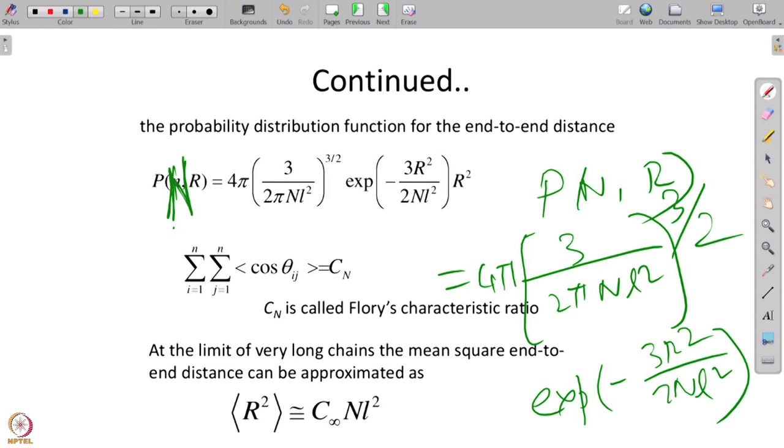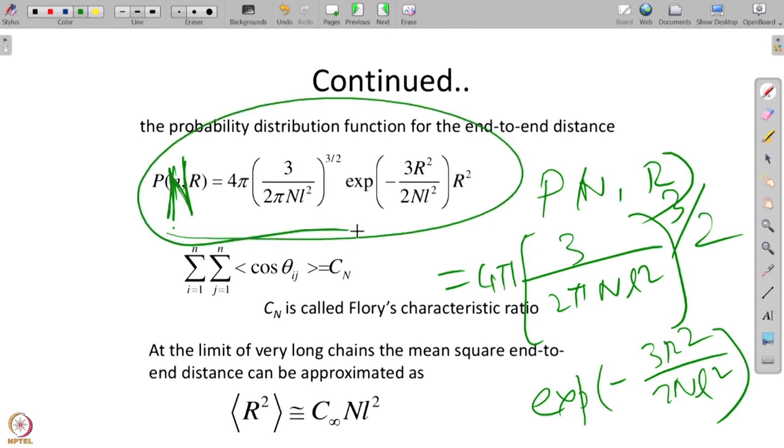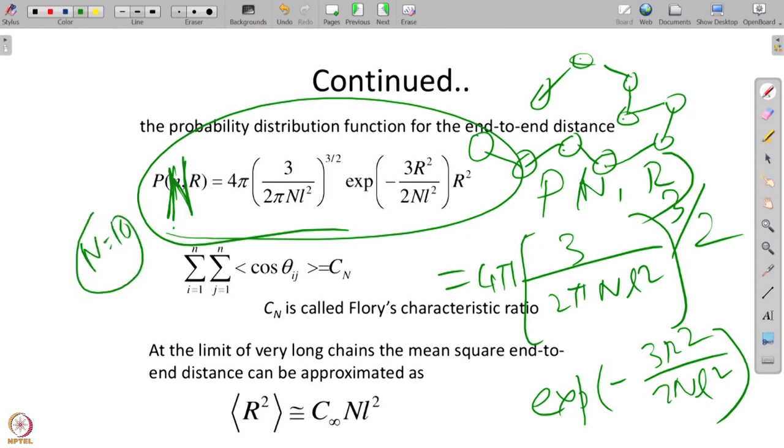So this is the full formula of the distribution of the end-to-end distance. For example, if I take a chain, then I have 1 2 3 4 5 6 7 8 9 10, and then n equal to 10, and this distance is the end-to-end distance, this is the R.